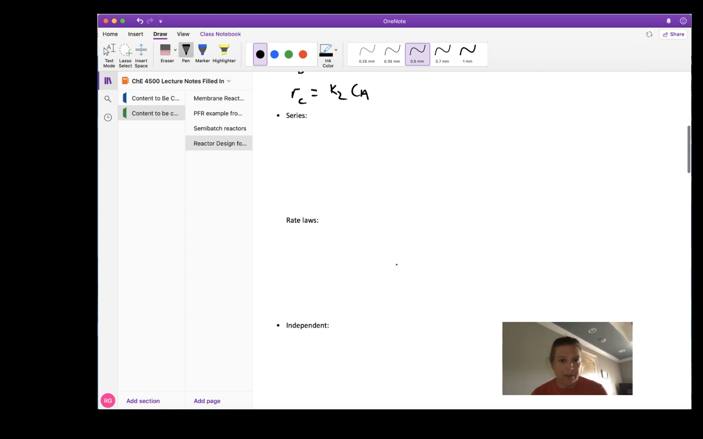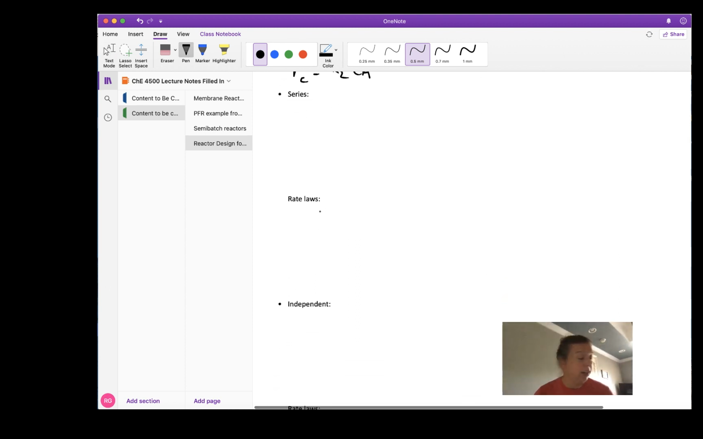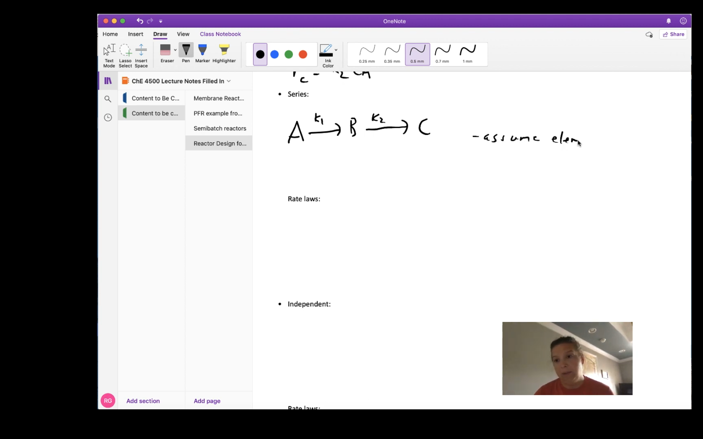Another type of reaction is a series reaction. That's where reactions take place in series or in sequence. So for example, that might look something like this. I have A going to form B, going to form C. And those have different rates with different rate constants. And again, if I assume elementary reactions or elementary kinetics, I can write the rate laws for the different species. So the rate of consumption of A is going to be equal to k1 Ca.